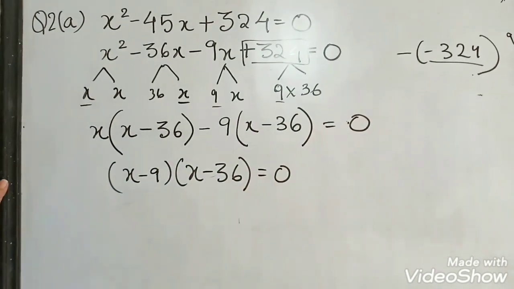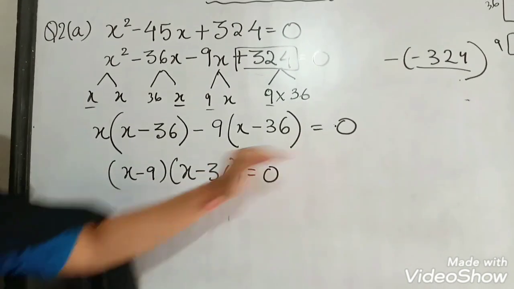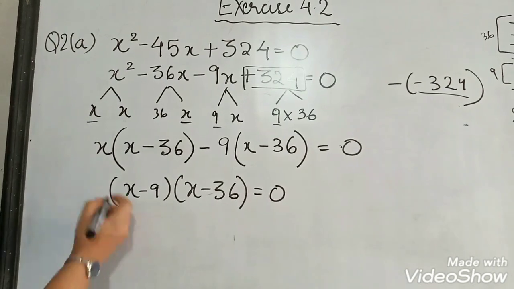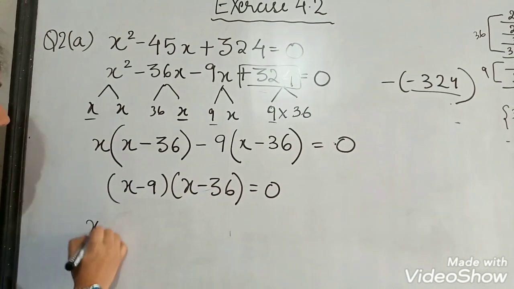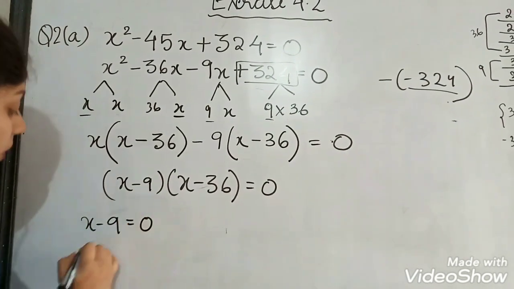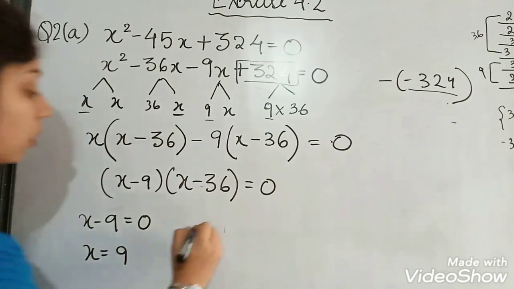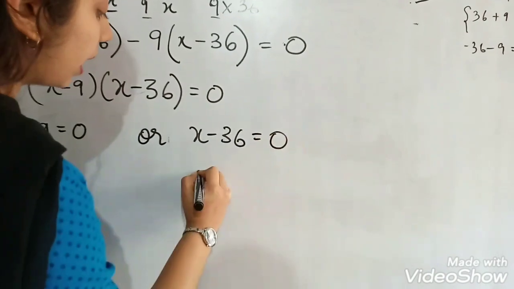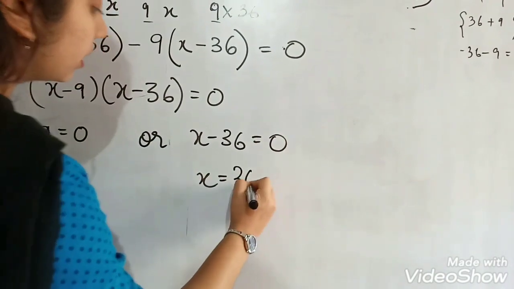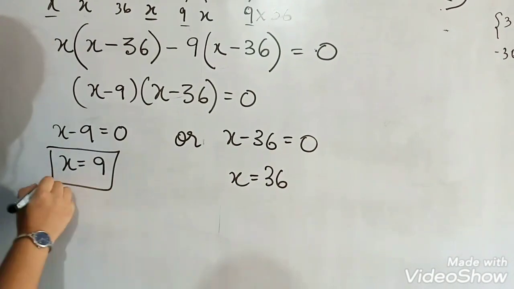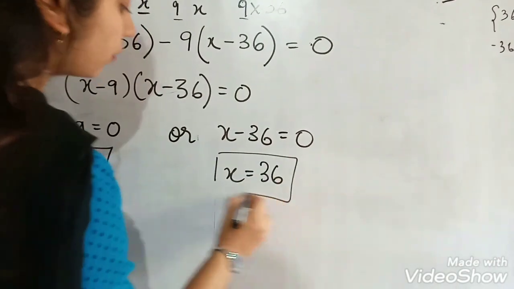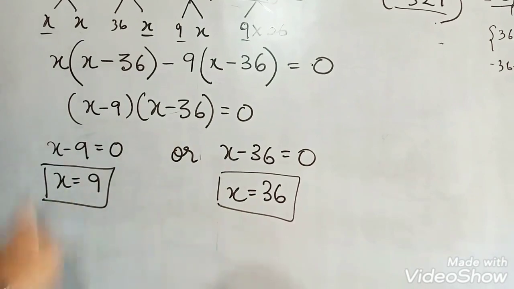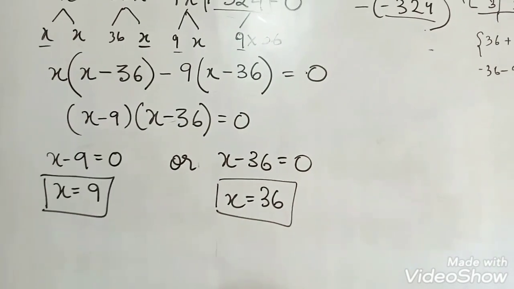Do not forget to write this equation equal to 0. So how many roots will this quadratic equation have? First of all, we take the first term, x minus 9 is equal to 0, so x equals 9, or x minus 36 equals 0, so x is equal to 36. So this quadratic equation will have two roots. Either x equals 9 or x equals plus 36.